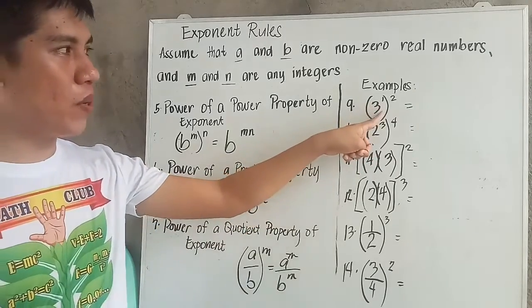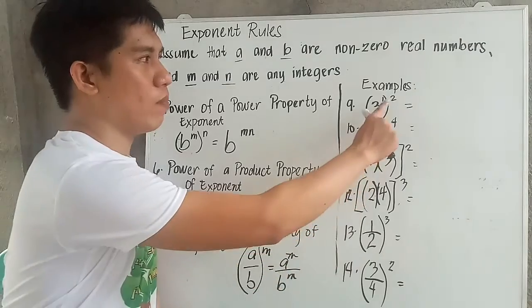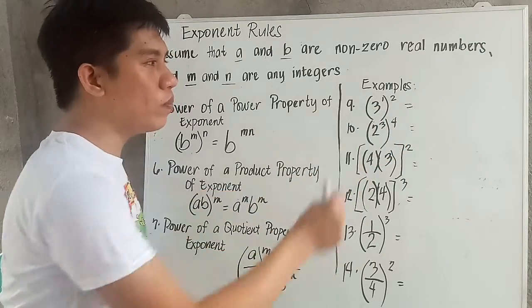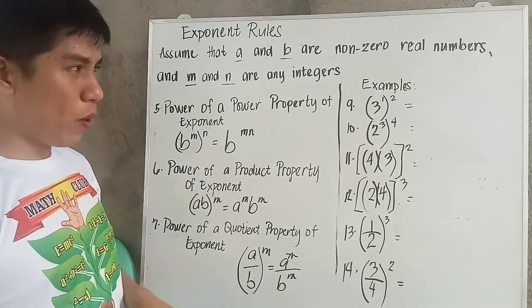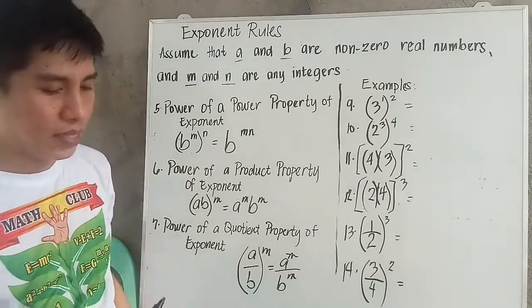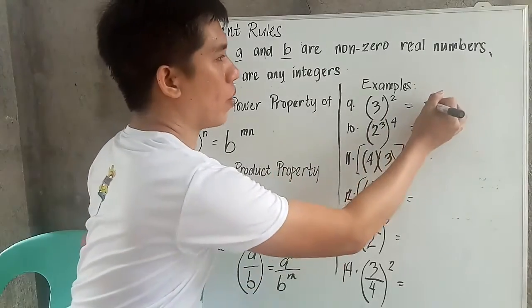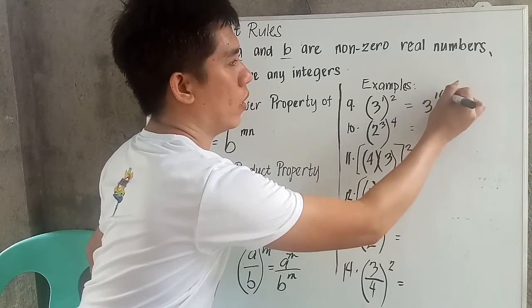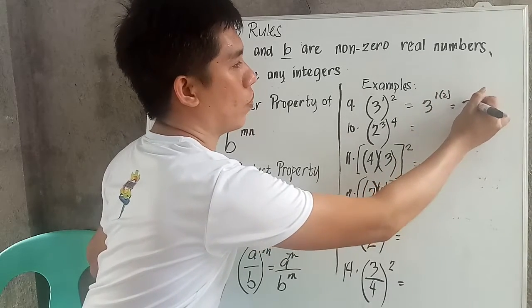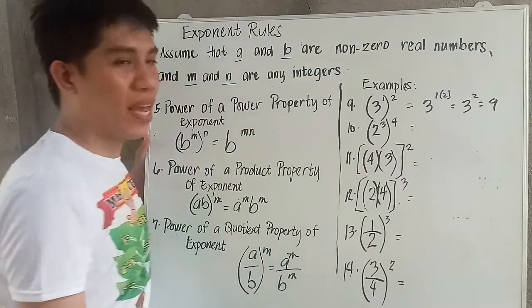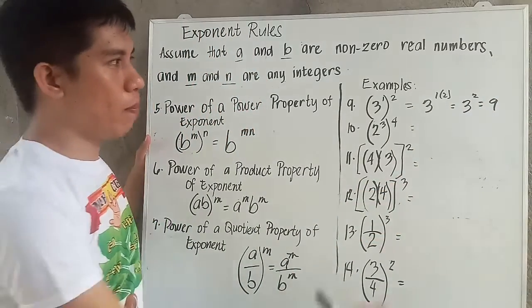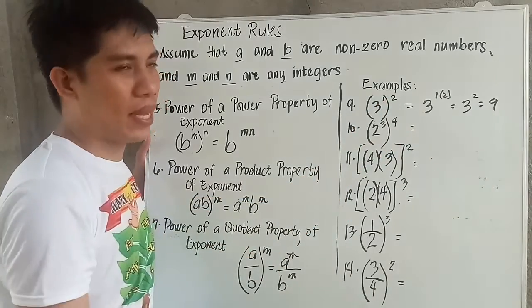Example here is 3 raised to the power of 1, raised to the power of 2. So that simply means that the exponents 1 and 2 will be multiplied. So here we have 3 raised to 1 times 2, that is equal to 3 raised to the power of 2. Then we have 9. So that would be the answer. So the powers are being multiplied.